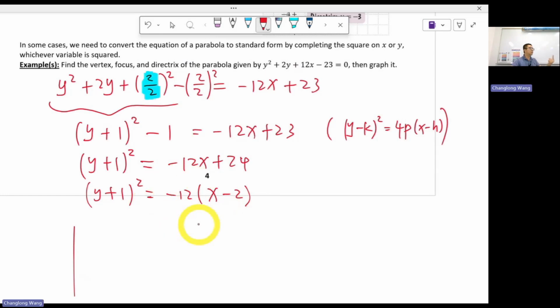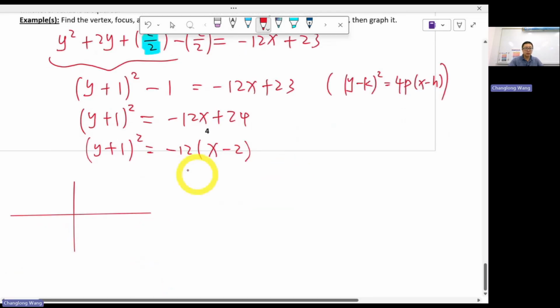The sign of the P, right? So if it's a positive P, it opens to the right. But in this case, it's negative, right? So we'll say that it will be a horizontal parabola that opens to the left.